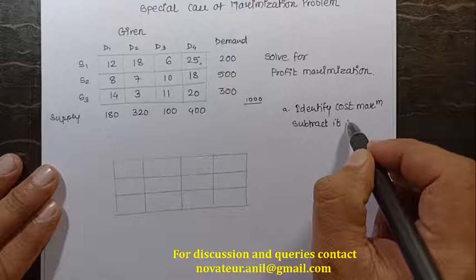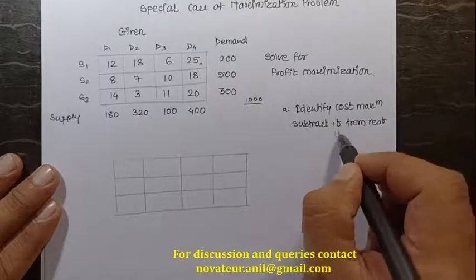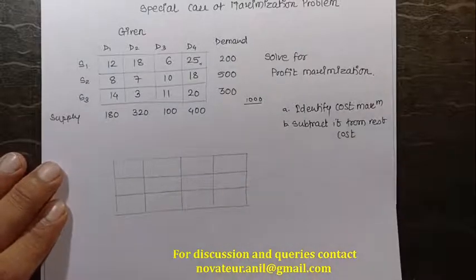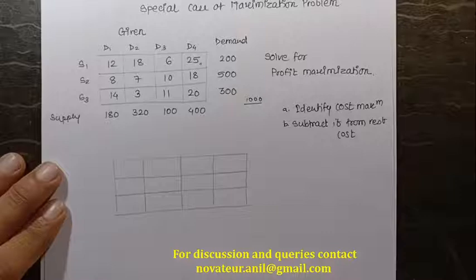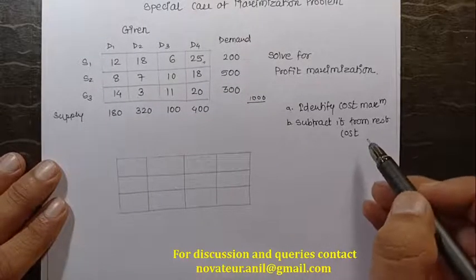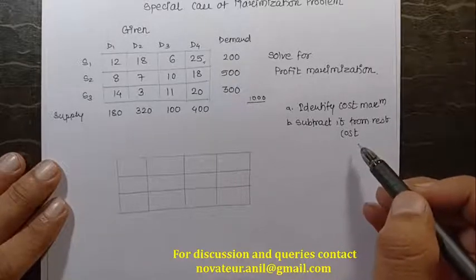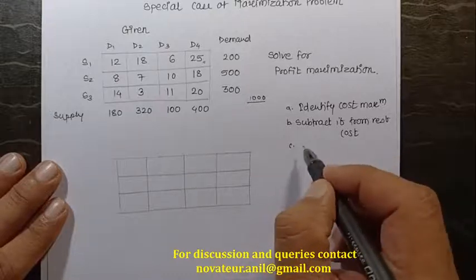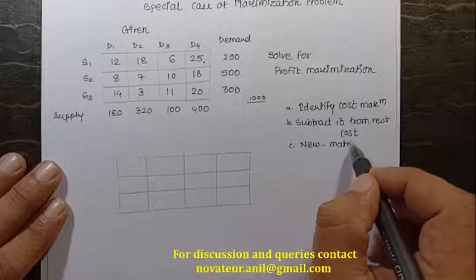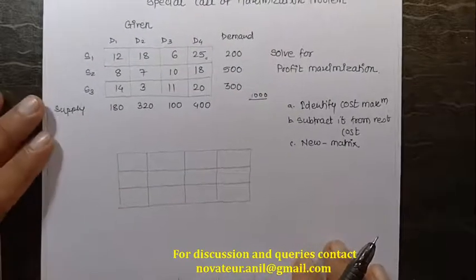it from the rest of the costs. That is, we need to subtract 25 from each of the values that are available in the matrix. We have done a similar kind of exercise when we were doing assignment problems. So it is very similar to that, and you have to produce a new matrix. So we will produce a new matrix, and the rest is the same as what we have done.